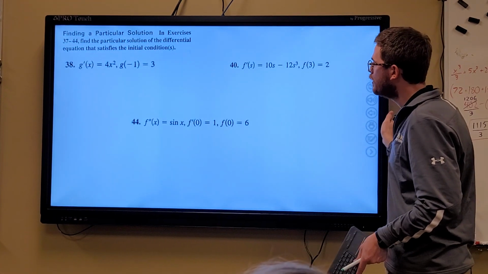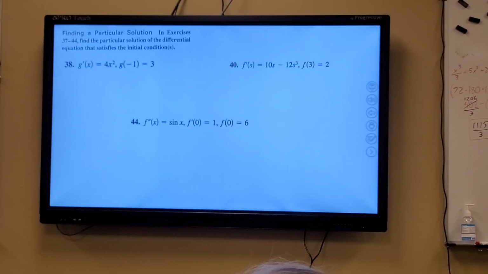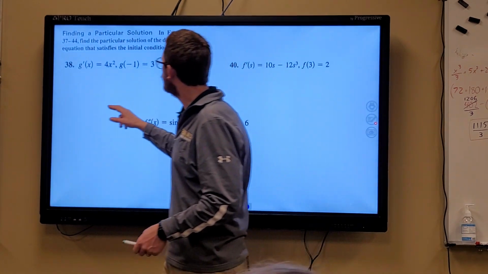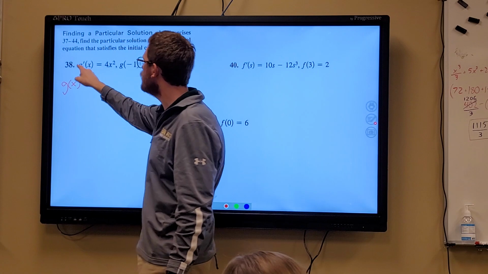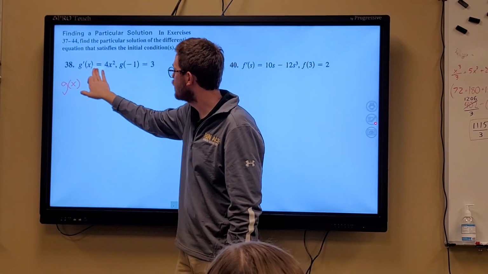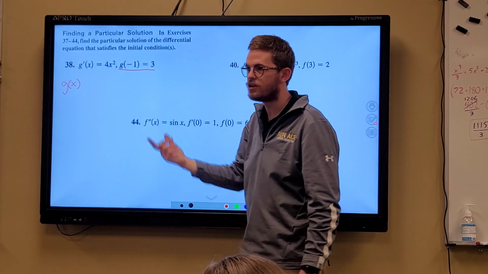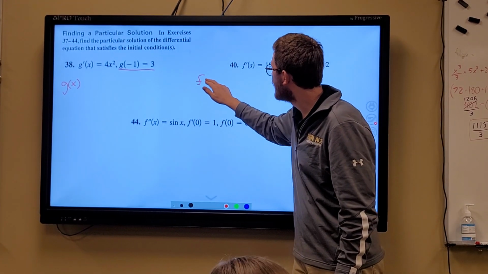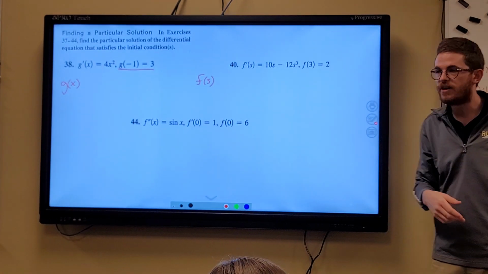Okay, take a look at these three. It's basically the same thing except for less words. So you are looking for the particular solution. This first one, you're looking for good old g of x. They gave you g prime. You're looking for g of x when it satisfies that initial condition right there. On this next one, we're looking for f of s. They gave us the derivative of f of s.